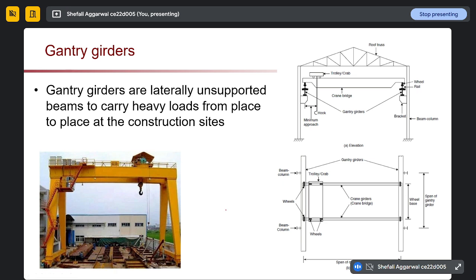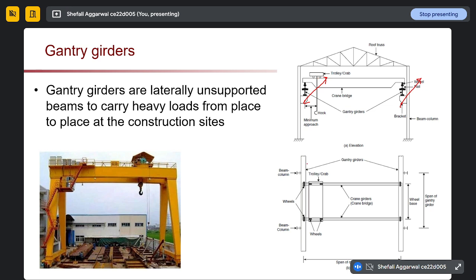So a little overview of the gantry girders. These gantry girders are laterally unsupported beams which carry heavy loads from one place to another, and they are normally installed in many factories and industries. If we see this figure, these girders which are going from one point to another are called gantry girders, and above these gantry girders we have rails, and above the rails we have our crane bridge, and over the crane bridge we have our trolley or cab.